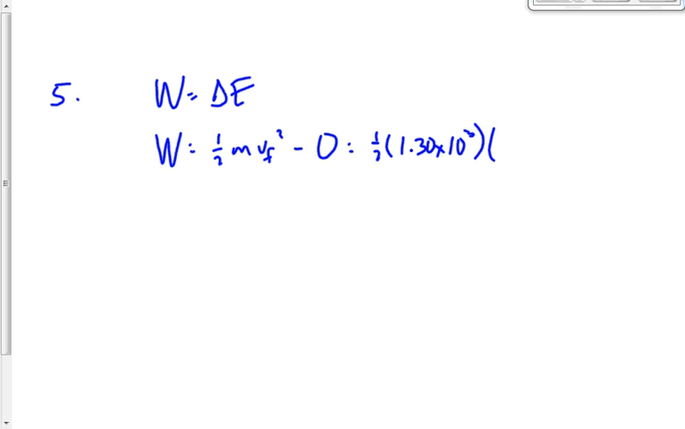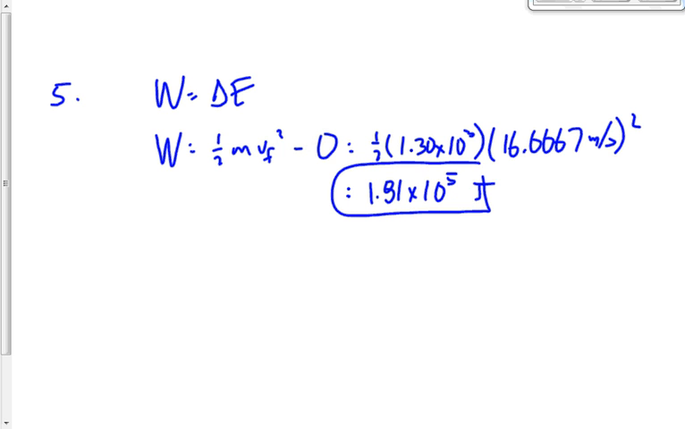60 times 1,000 divided by 3,600 worked out to be, who's got that value? I don't have it written down on my page. Somewhere in the range of, I don't know, 15, 16? What is it? 16.666? Okay, minus 0. When we do that math, it works out to be 1.81 times 10 to the 5 joules. So that's the answer to number 4, sorry, getting the work.